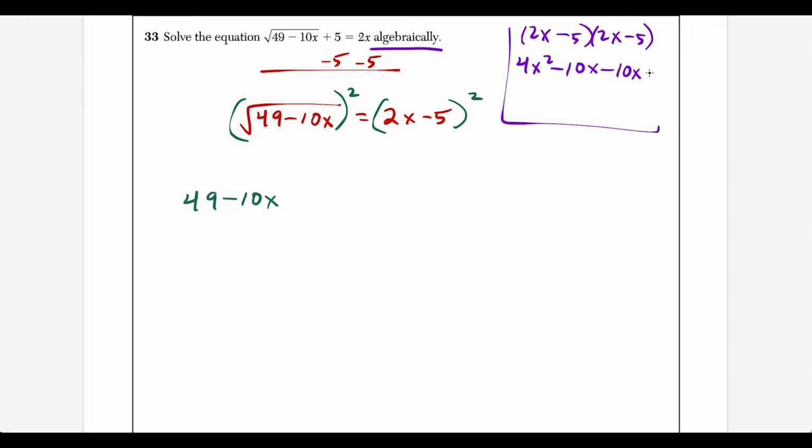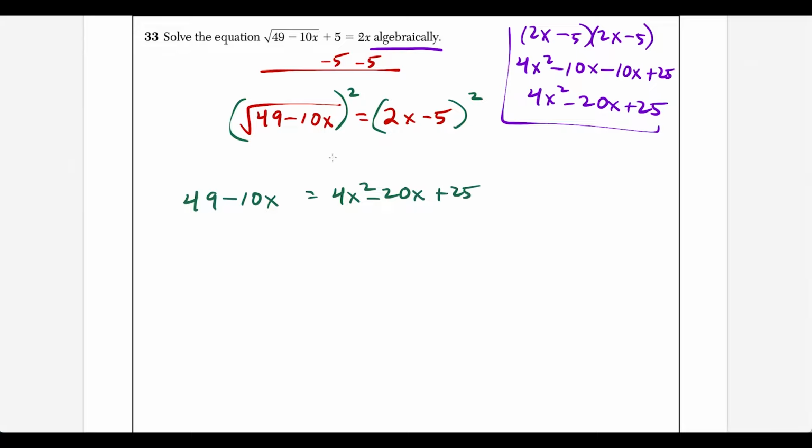And then minus 5 times minus 5 is plus 25. So this actually combines on the right side to 4x squared minus 20x plus 25. So that's what we're going to record in the next line here. We have 4x squared minus 20x, and then we've got plus 25.